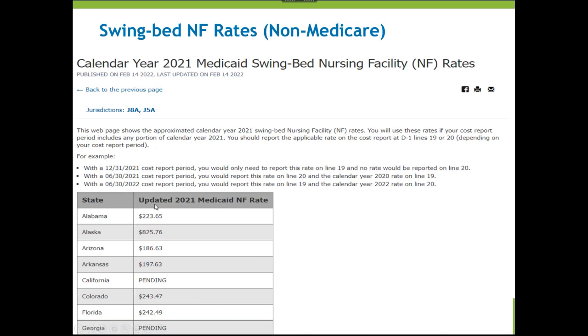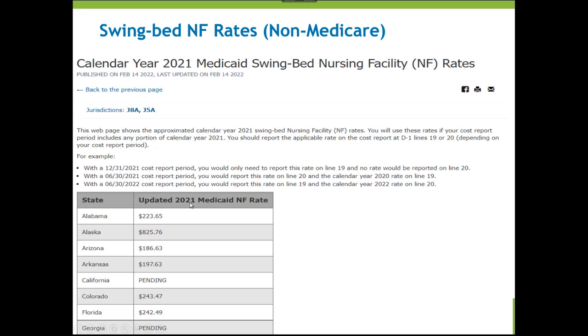In other words, this rate you see right here, it's labeled as 2021. This, for Alabama, for example, this $223.65, that would have been 2020's actual rate for the state, for the calendar year, updated by some sort of update factor. So in other words, this has already been updated for you to approximate a 2021 calendar year rate.